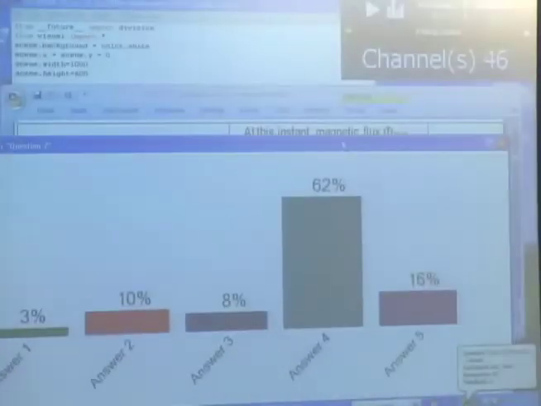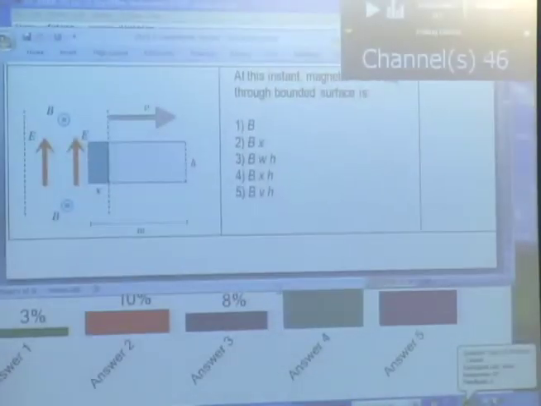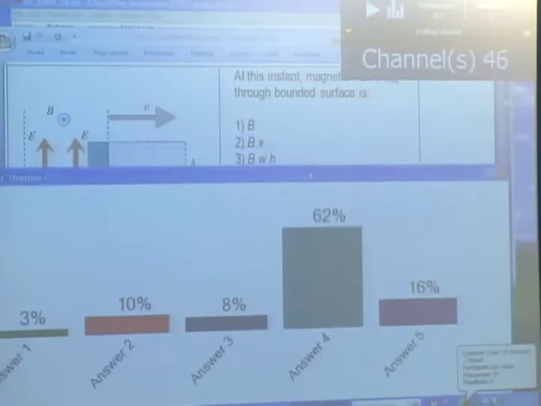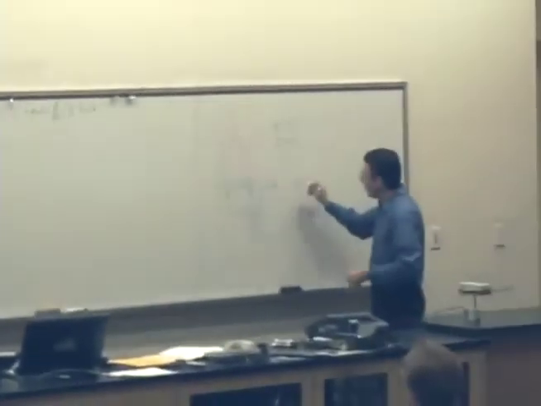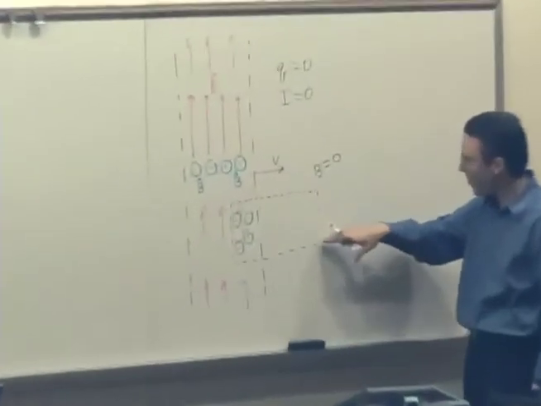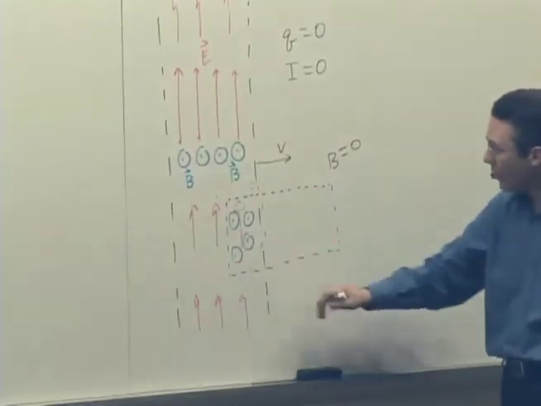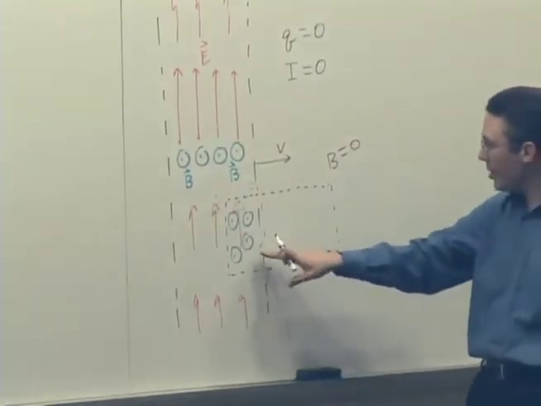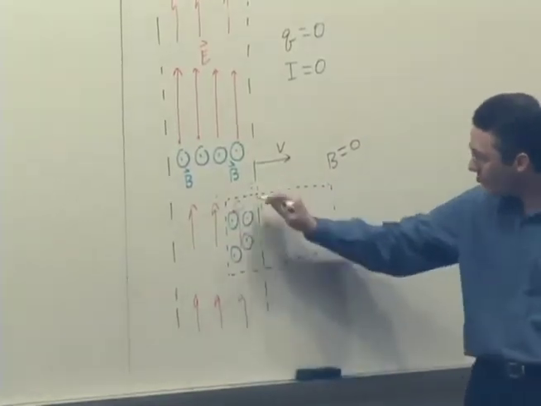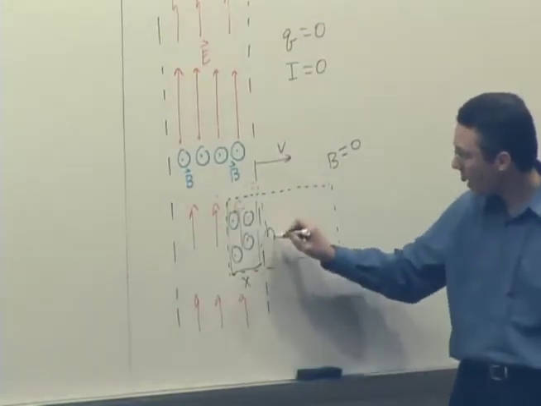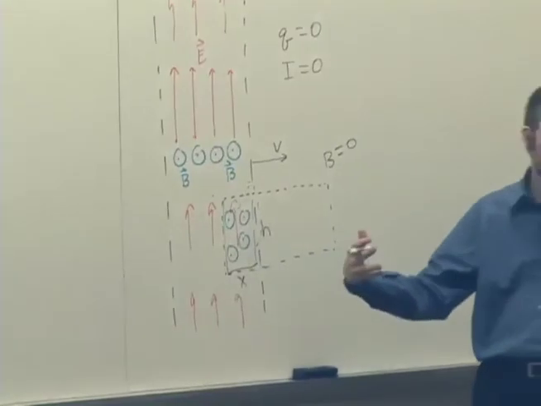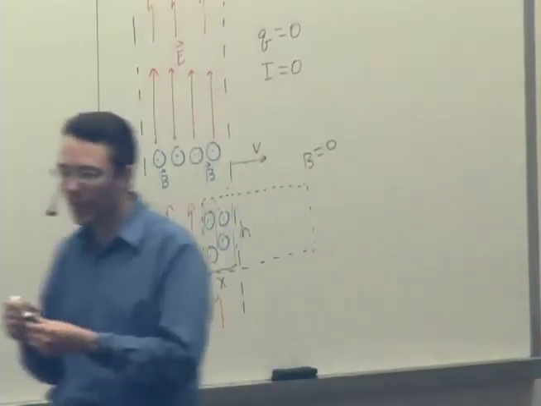So we have 62% of us saying answer 4, B times x times h, right? Because the magnetic field is non-zero only in here. Outside, we said B is equal to 0. So when you're looking at the flux through this entire area, the only non-zero contribution you get to the flux is through this region, right? So that's x. That area is going to be x times h. Magnetic field is perpendicular to that area. The flux is B times x times h. Okay, so that's Bxh.